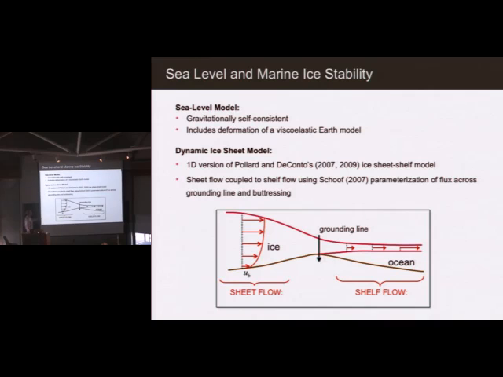But from a dynamic ice sheet model perspective, something I know a lot less of, we're using the 1D version of Pollard and DeConto's model that they published in Nature. I guess the main thing is it's really just an ice sheet, ice shelf model, and it uses parameterization of ice flux across the grounding line here that was described by Schoof in a paper about 5 or 6 years old now. It's very well cited in the literature.